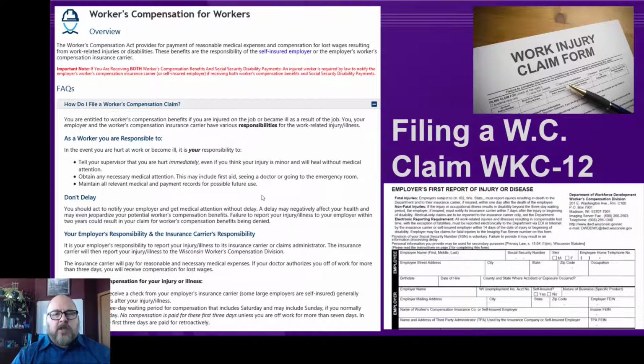So what do you do if somebody gets hurt? What happens? On the left here, I've got, from the frequently asked questions portion of the DWD website, how do I file a comp claim? On the right, I have a copy of this form. It's the WKC-12 form, and this is the first report of injury. This is what has to be generated and submitted to DWD should a worker go to the hospital, emergency room, whatever, to see treatment. This will allow the comp carrier to be billed by whoever is providing the treatment.